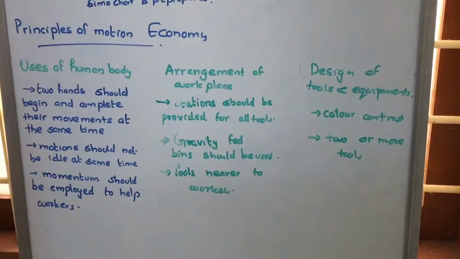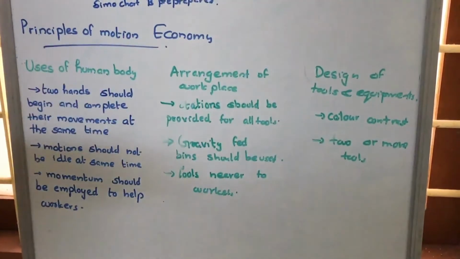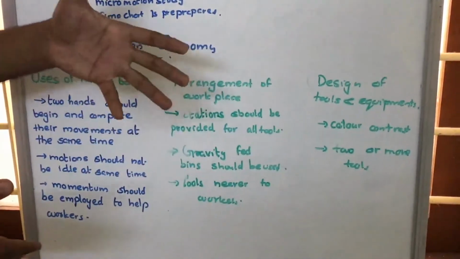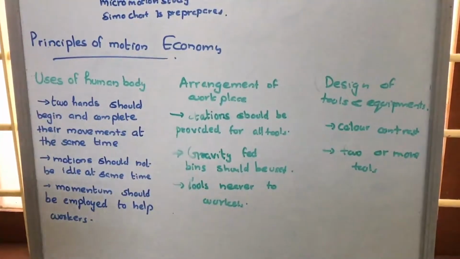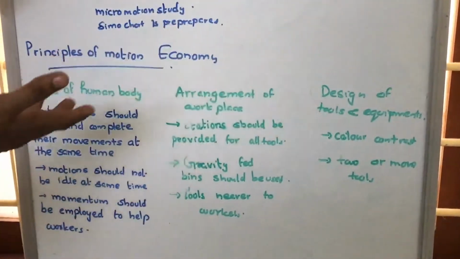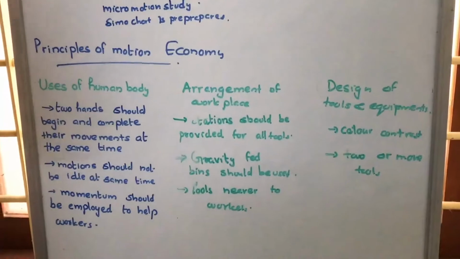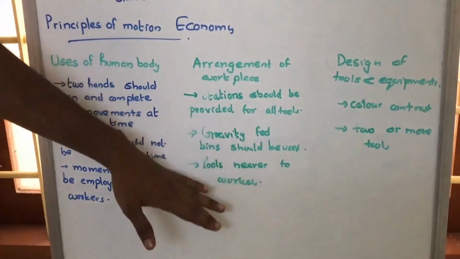Next is arrangement of the workplace. First, the tool should be kept in a proper place. The workman should never be confused about the placement of tools. Second, wherever possible, we should use gravity. Suppose a bucket is formed, and after forming, they will use gravity to push it out so that it will be dumped in some place. So wherever possible, they will use gravity.